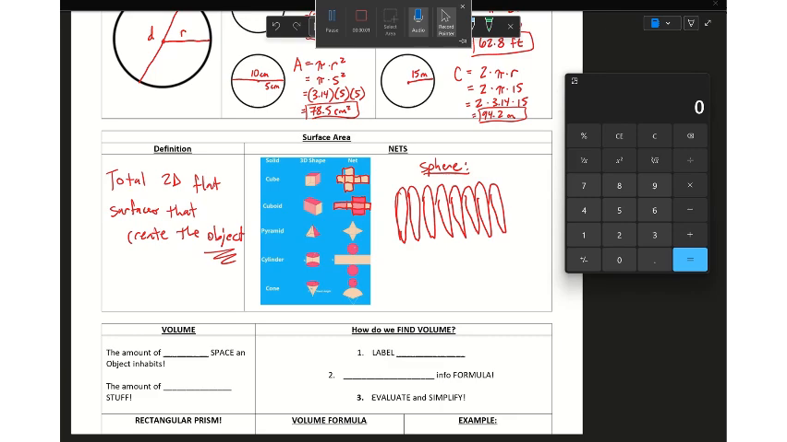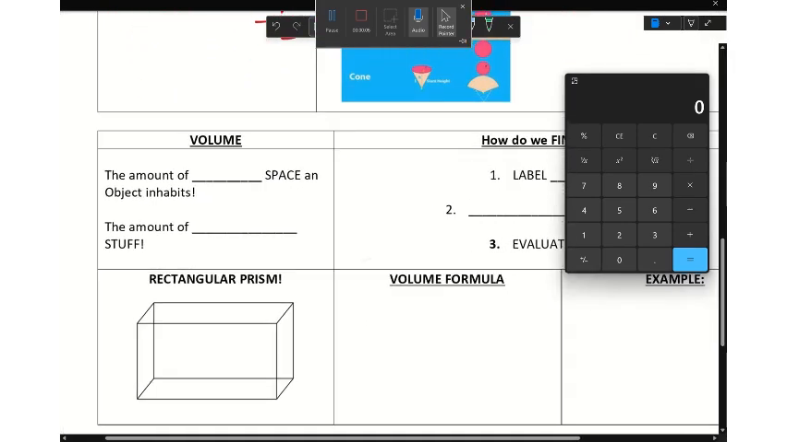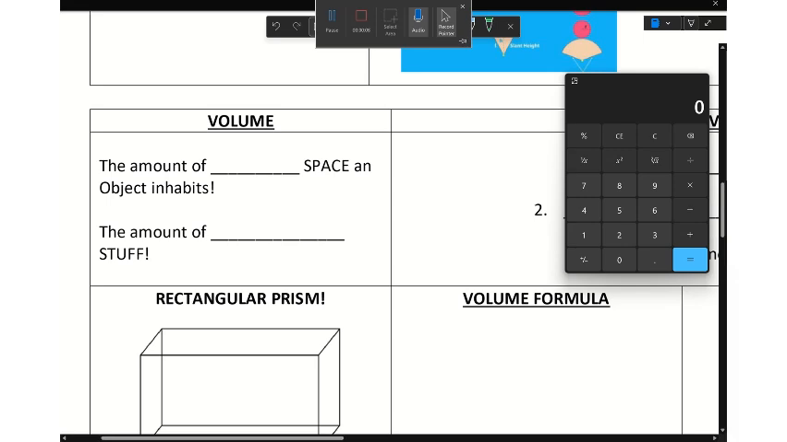All right, now that we've got circles and surface area down, let's take a look at volume. Volume is defined as the amount of 3D space an object inhabits. Basically, it's the amount of inside stuff that we can measure in a three-dimensional object.